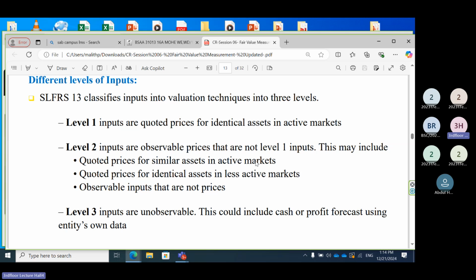Level 1, level 2, level 3. It's a level 2 valuation. Gold. Yes. Why? We don't have an active market.